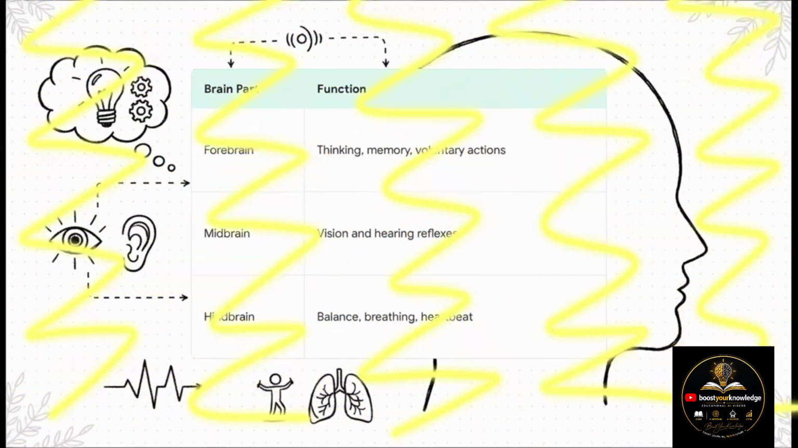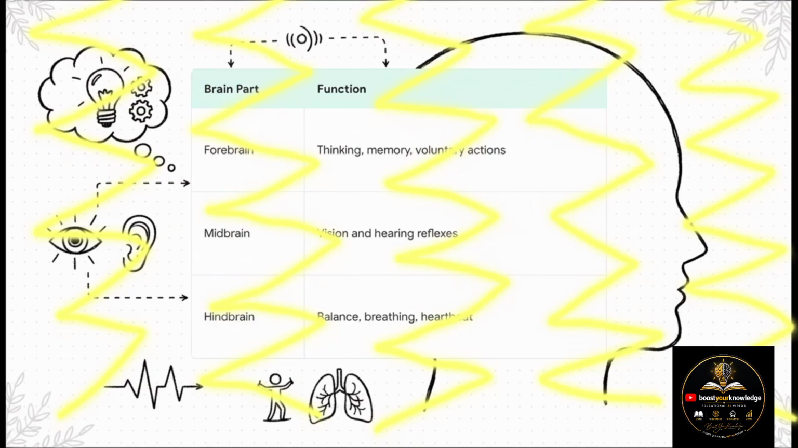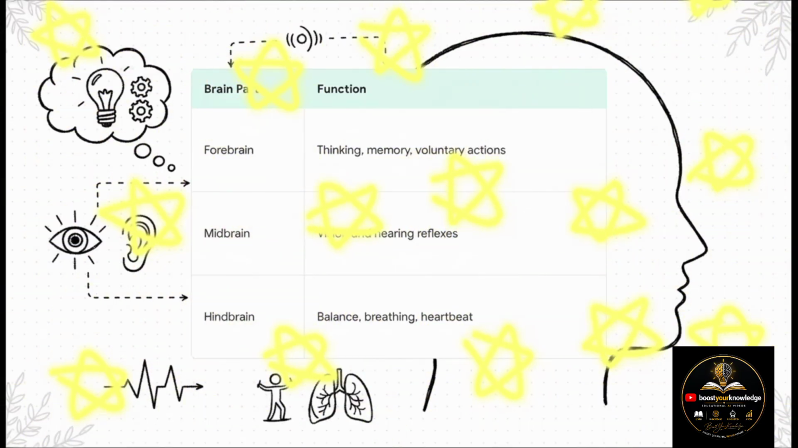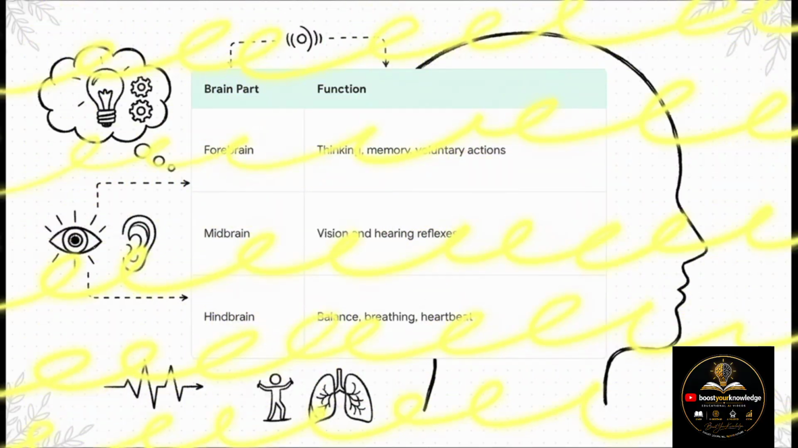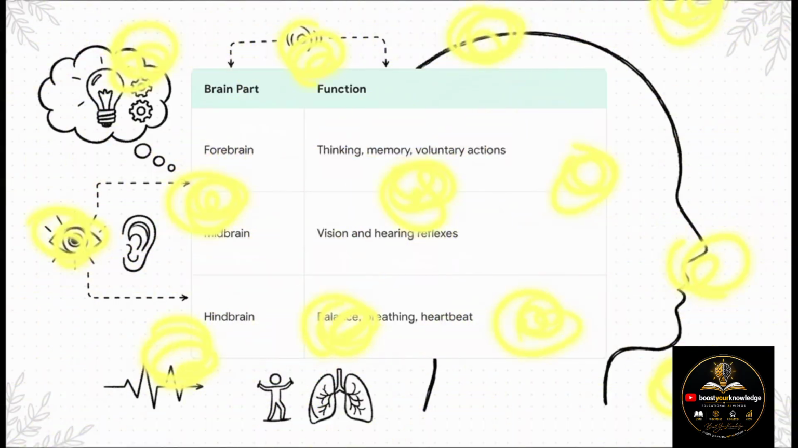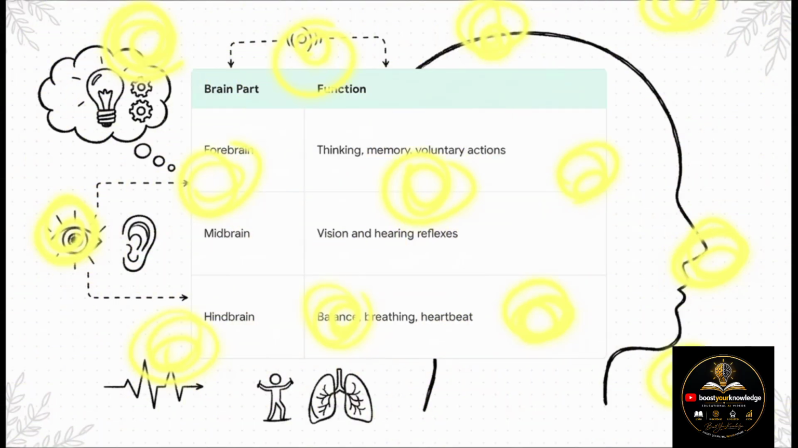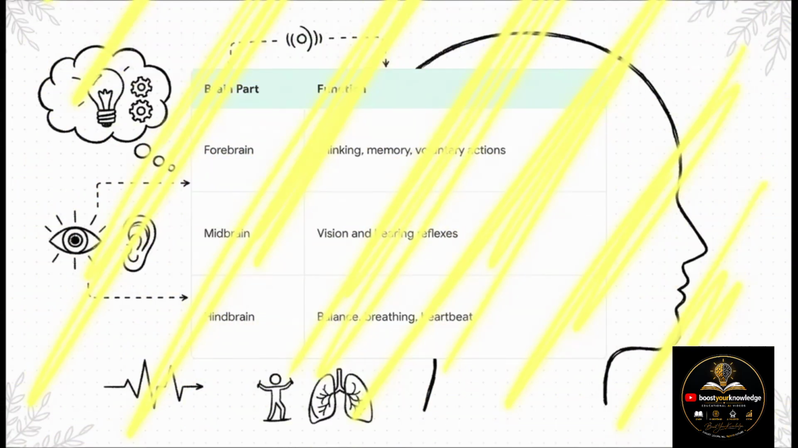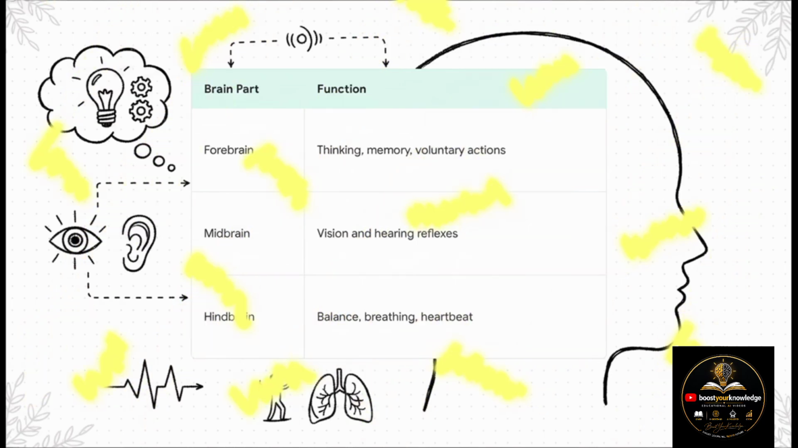And the division of labor happening inside your head right now is honestly brilliant. The forebrain handles all your conscious thoughts. So thinking, memory, intelligence, and every voluntary action you make. Meanwhile, your midbrain is quietly handling reflexes related to vision and hearing. And finally, the hindbrain is running all those automated survival tasks you never even have to think about, like maintaining your balance, breathing, and keeping your heartbeat perfectly steady.